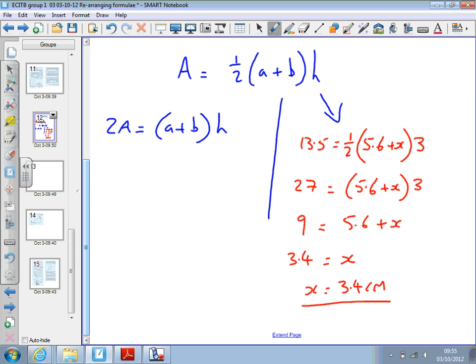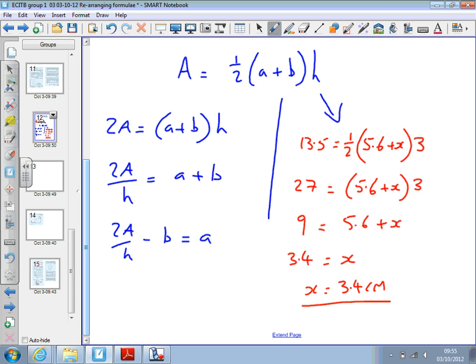What do we do next here? We divide by h, look. So 2A over h equals a plus b. And then finally, well, if a is what we're after, then subtract b. So 2A over h minus b equals a.